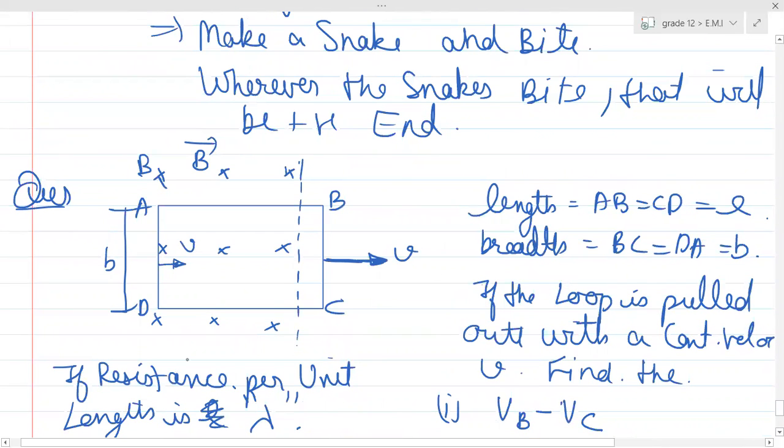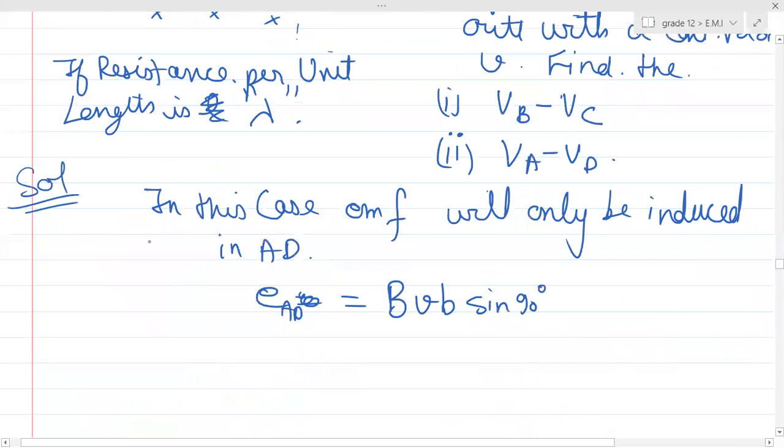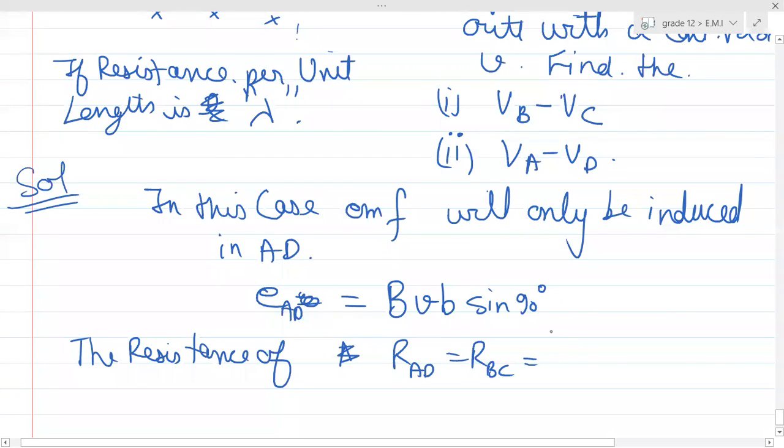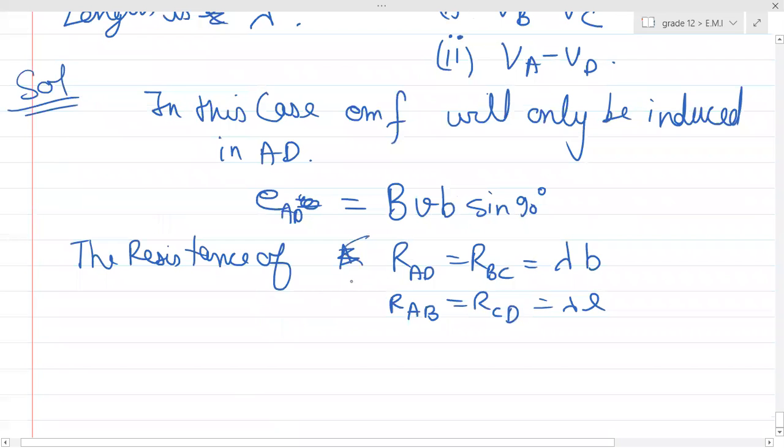Now they have given the resistance per unit length is lambda. That implies the resistance of AD and BC is equal, since the length is equal. The resistances of R_AD and R_BC should be equal, and this should be equal to lambda multiplied by b. The resistance per unit length is lambda multiplied by the length. Similarly, the resistance of AB and the resistance of CD will be equal to lambda multiplied by L, right? These will be the resistances of the whole thing.